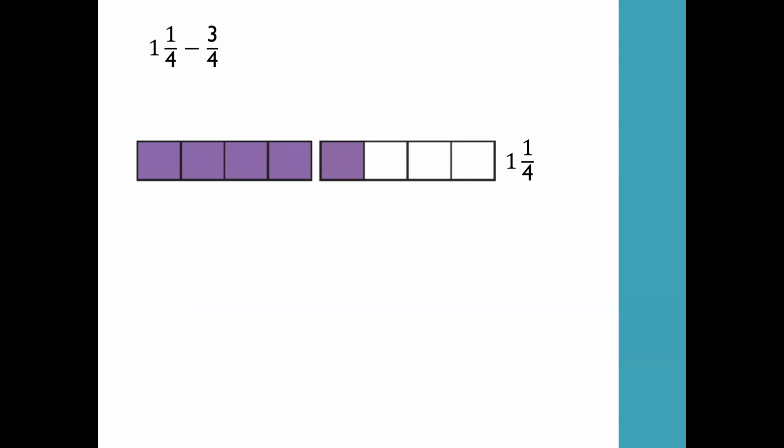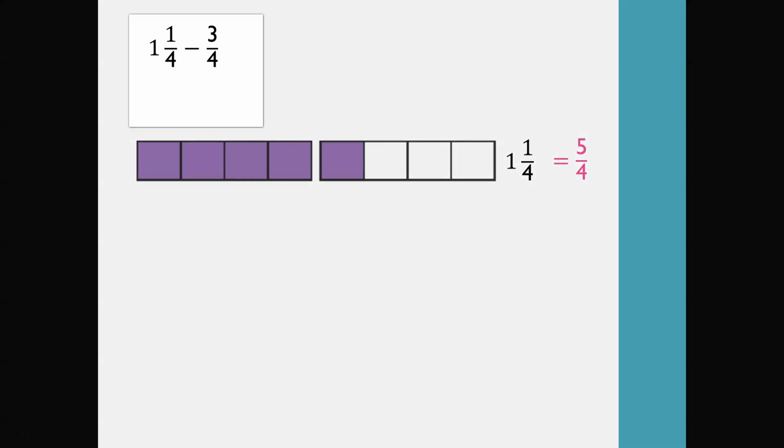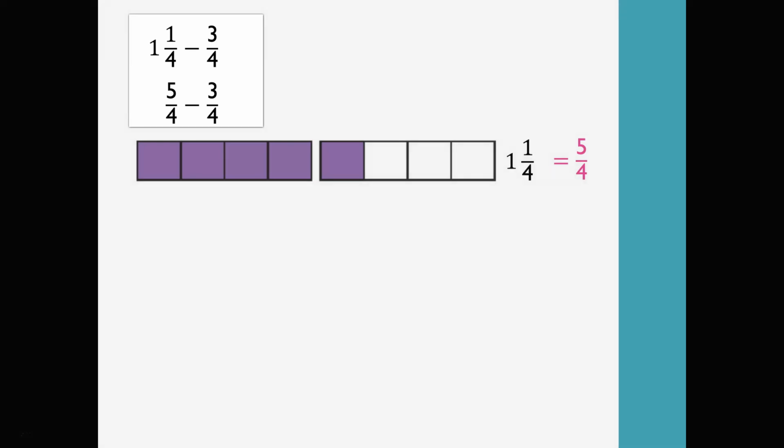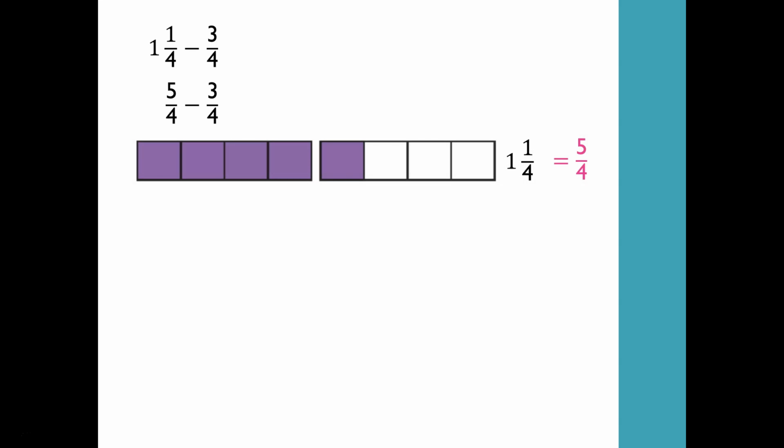Here I'm showing all parts of the whole bar model. Notice that 1¼ is in fact equal to the improper fraction, 5/4. So I can change my subtraction equation from a mixed number subtracting a fraction to a fraction taking away another fraction. 5/4 take away 3/4. I mark off 3 sections to make the reduction and we are left with a remaining 2/4.